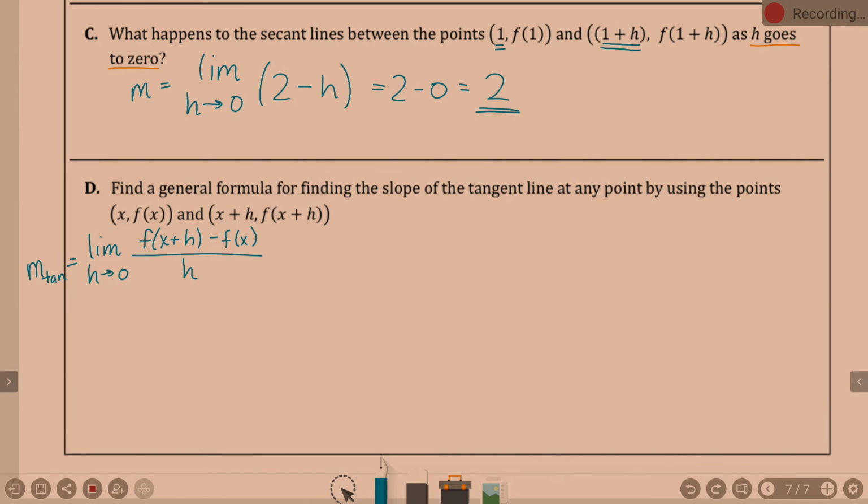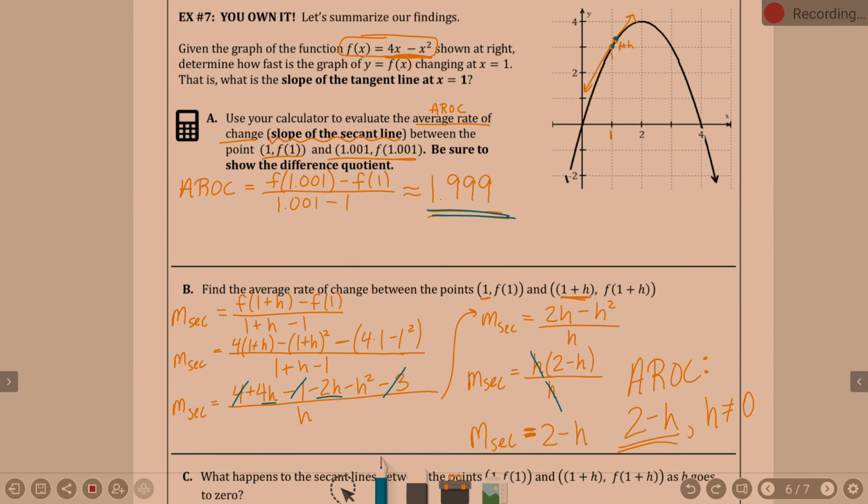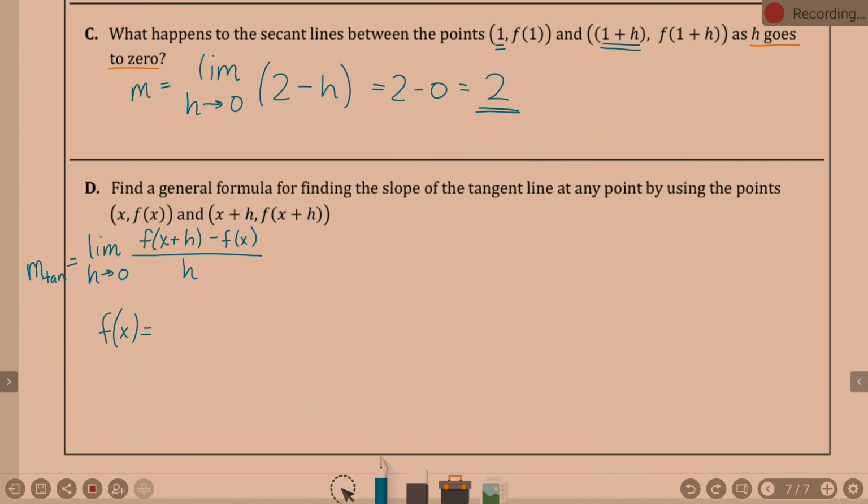Okay, so that's the general formula we're going to be using, guys. Limit as h approaches 0 is f of x plus h minus f of x all over h. And what is f of x for the terms of this problem? Go up high. What is f of x? Oh, 4x minus x squared. Yep. And that was just part of the original definition, right? 4x minus x squared. Okay, here we go.